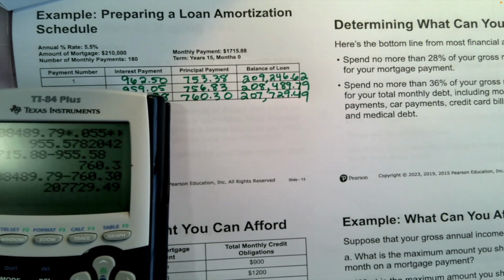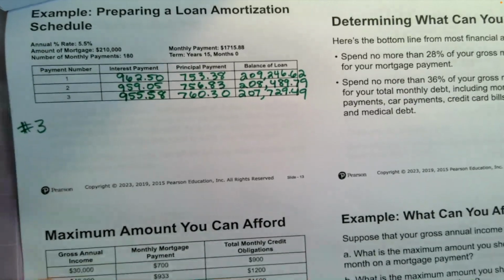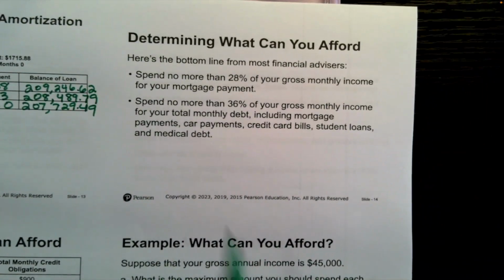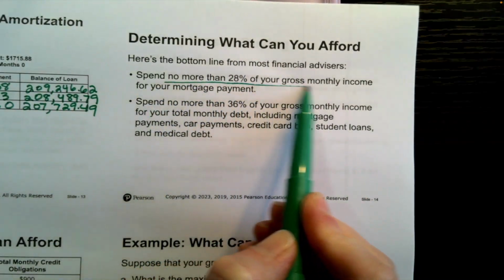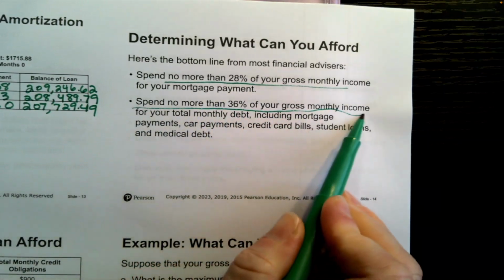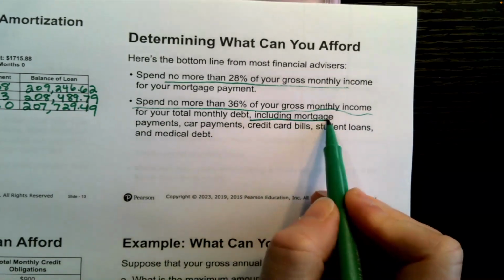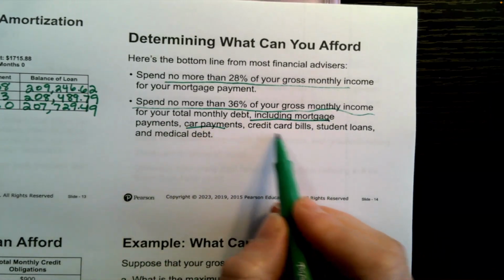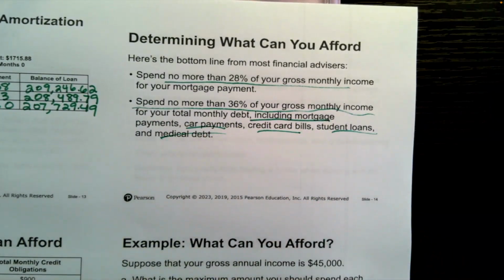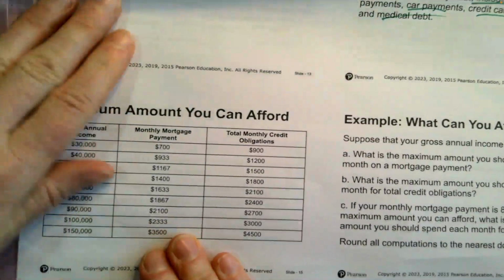Okay. So you can continue to fill this out if you needed to. All right, let's figure out how you can determine what you can afford. So you spend no more than 28% of your gross monthly income on housing. Spend no more than 36% of your gross monthly income for your total monthly debt, including mortgage, car payments, credit cards, student loans, medical debt. So those are the two magic numbers. So this is the maximum amount you can afford.